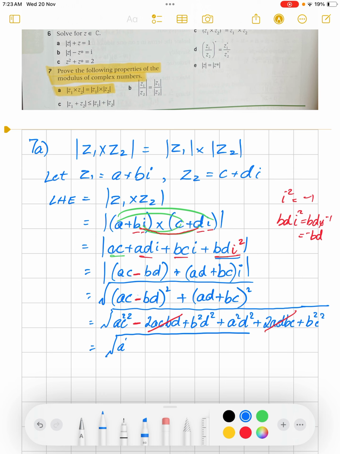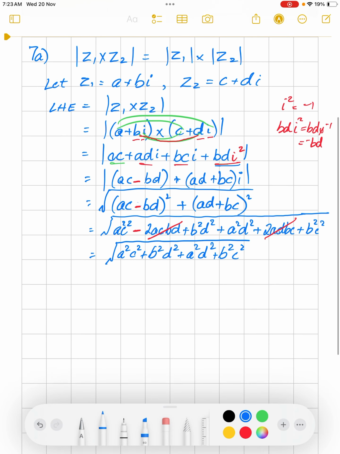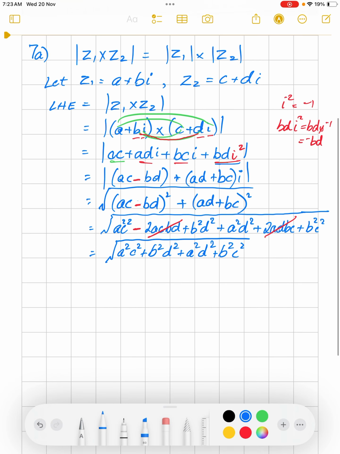And we've got A squared C squared, B squared D squared, A squared D squared, B squared C squared. Right, that's the left-hand expression. Now let's do the right-hand expression, which is the modulus of z1 times the modulus of z2. That's the modulus of a plus bi times the modulus of c plus di.